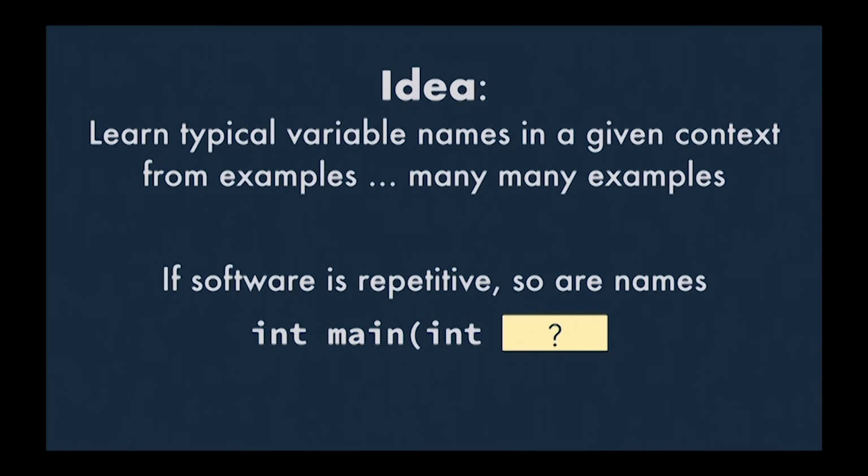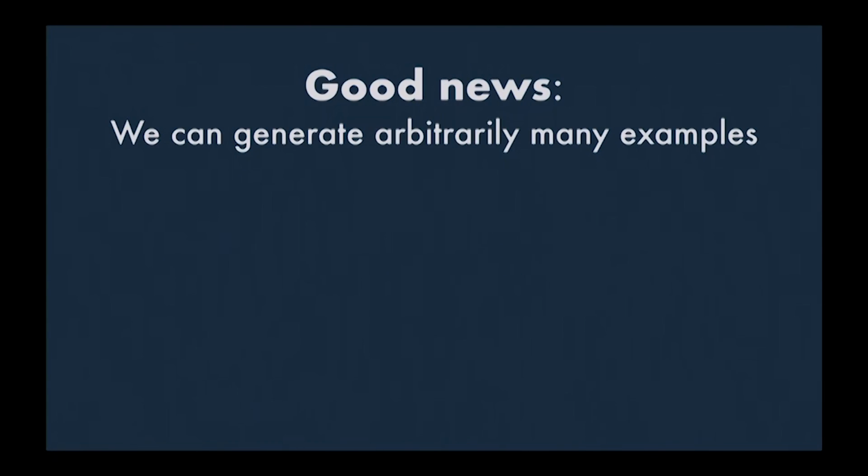So for example, here, if you see a fragment of code like this, probably it's not going to be banana, right, that the developer wrote in that source code. It's probably going to be something like argc. Okay? So this is the idea. So how can we implement this idea?